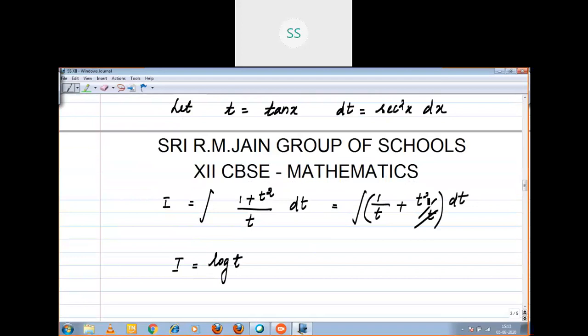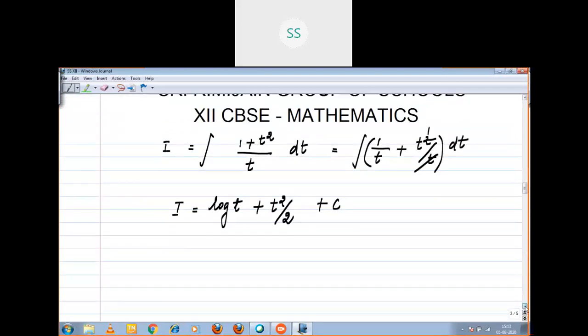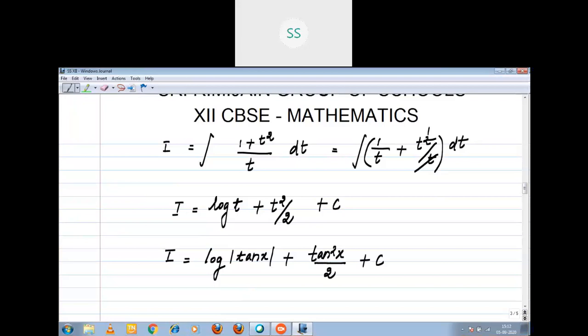Here, 1 by t is removed. So how does it become? t square divided by 2 plus c. I told you whatever it is, the final result should be in terms of x. So I equals log of tan x plus tan square x divided by 2 plus c. Got it, children? You have to be thorough with your formulas, then only it is easy to integrate.